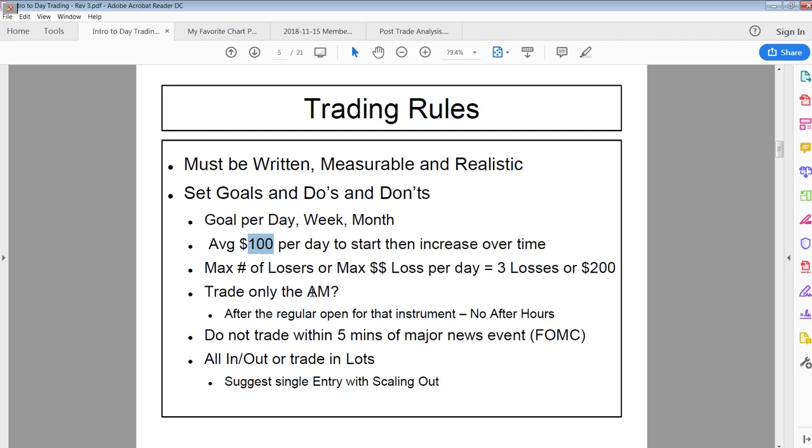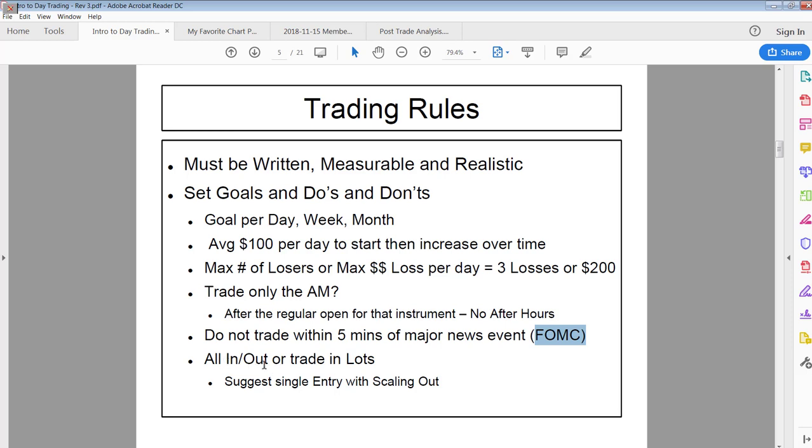Okay, will you trade only in the morning, or will you trade only during regular hours and no after hours? For me, I only do the regular open. I don't do after hours. I may do pre-market to sell if I've got something, but I don't necessarily initiate new trades in after hours or pre-market. Don't trade within 5 minutes of a major news event like the FOMC.